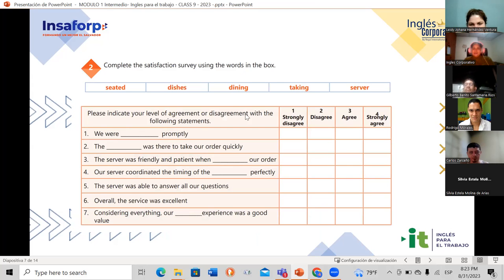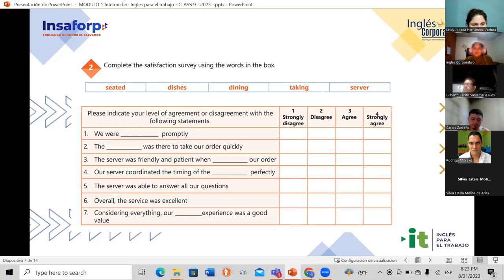Okay. Here we have a survey example. It says complete the satisfaction survey using the words in the box. We have here strongly disagree. That means the low score. Disagree. Number two, agree. Number three, and strongly agree. That is the higher score.